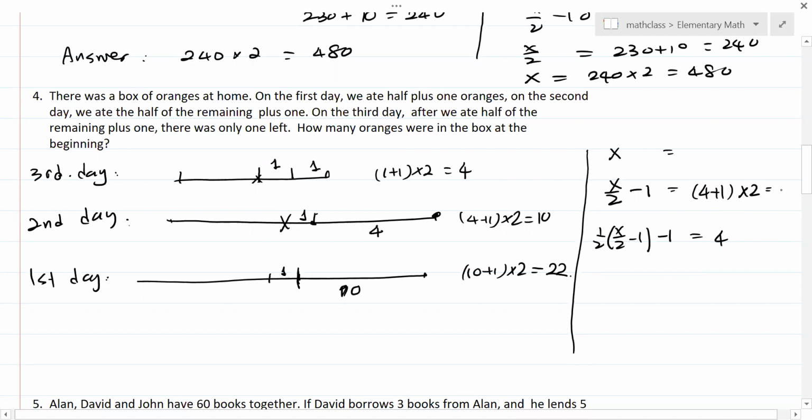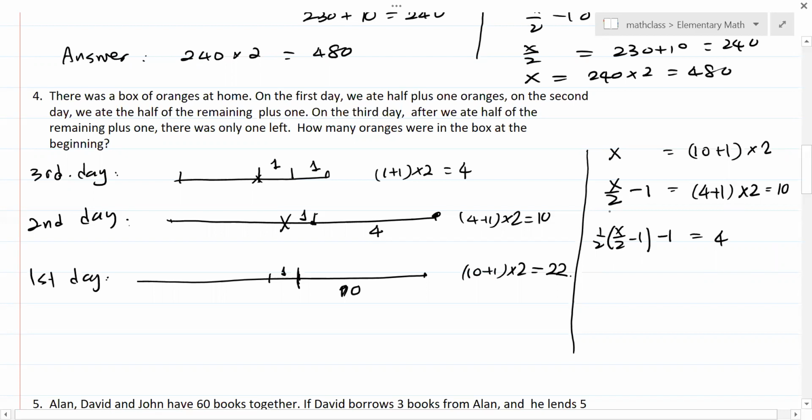Then here it's going to be 10. Okay, then you move 1 to the right hand side. You multiply 2. That's x, 22. Okay, that's it. So don't go too many steps. But you can always use a picture if you feel like it. Most of the students will find it easy to use pictures. But if you write down the equations, that's how you do it, okay?